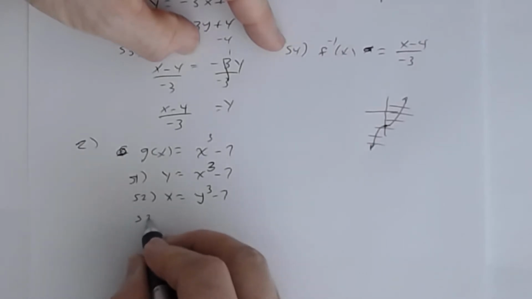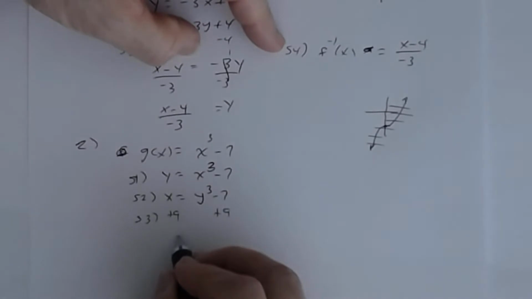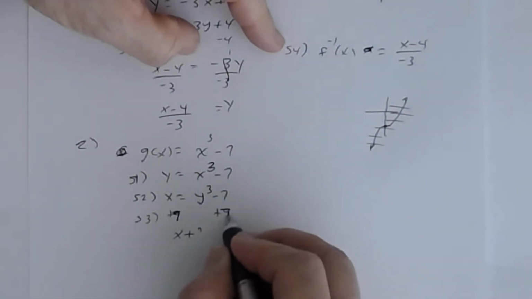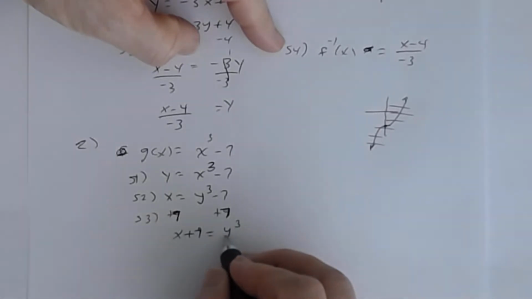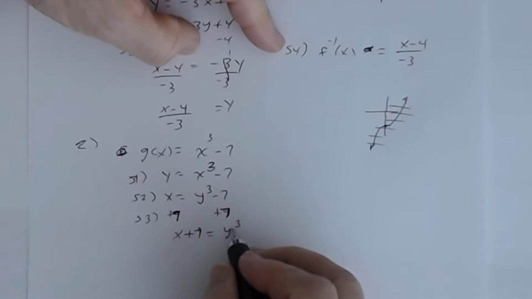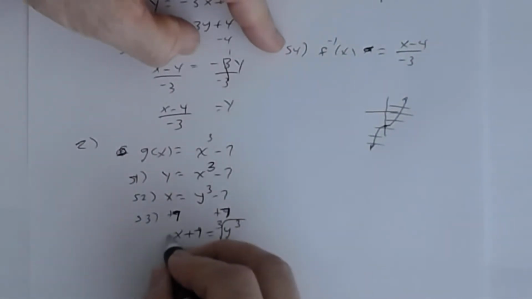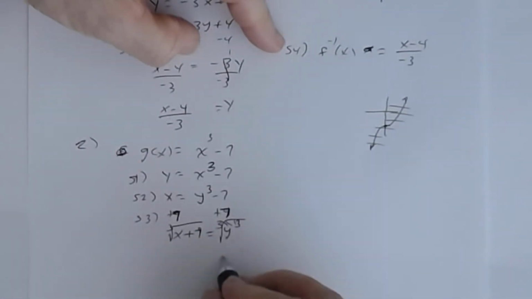So step 3 is to solve for y. So you add 7 to both sides. And so you get x plus 7. Add 7 to both sides. So x plus 7 equals y cubed. Now, to get y by itself, you see you're cubing it, right? So the opposite of cubing is to cube root. So we're going to take the cube root of both sides, and that's it. So the cube and the cube root will undo each other. So you get y equals the cube root of x plus 7, and that's your inverse.